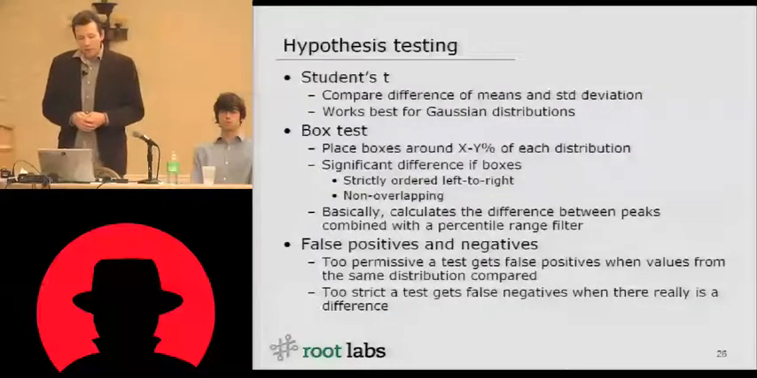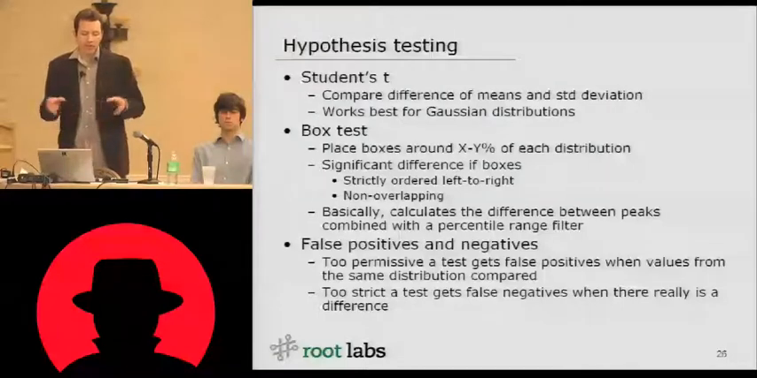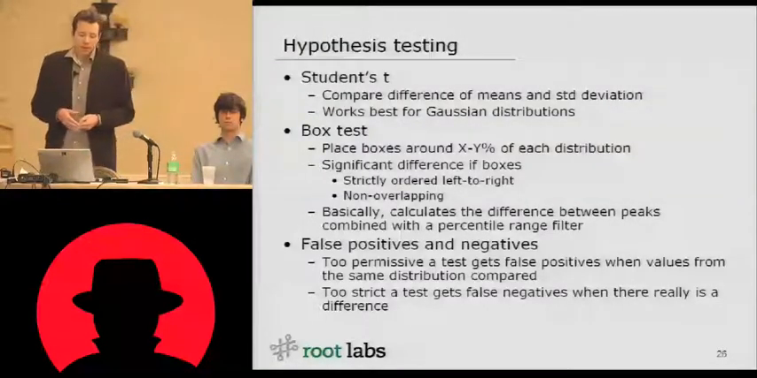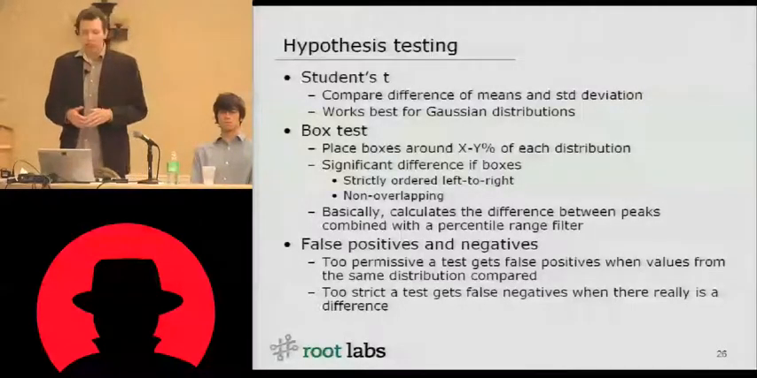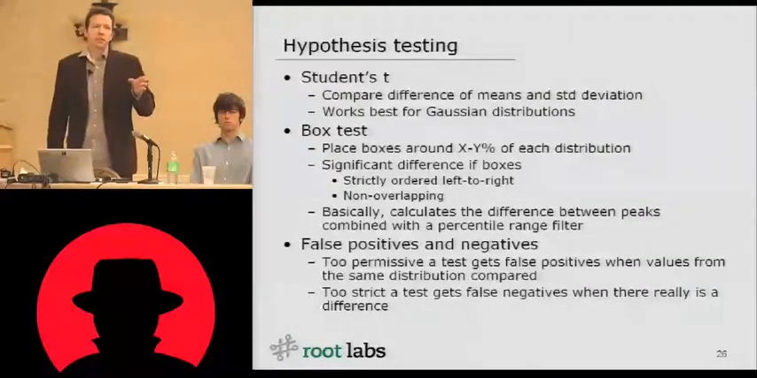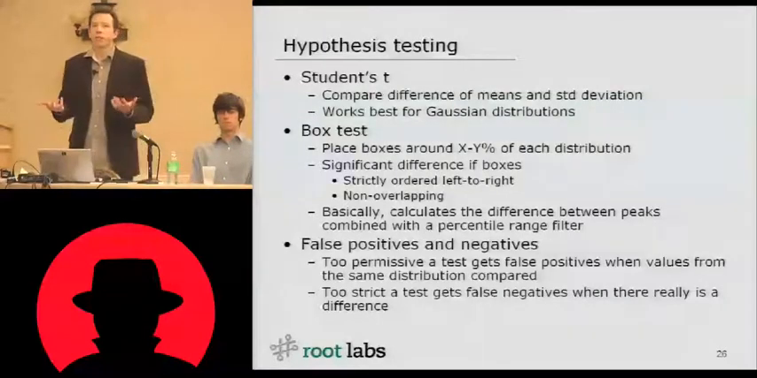The approach we actually ended up using: Student's T worked okay for some particular configurations, but not generally well. We actually implemented the box test. And the box test is based on the percentile range filters we talked about before. What you do is you create a box which has a particular set of parameters between X and Y%. So let's say we choose 10 and 35%.